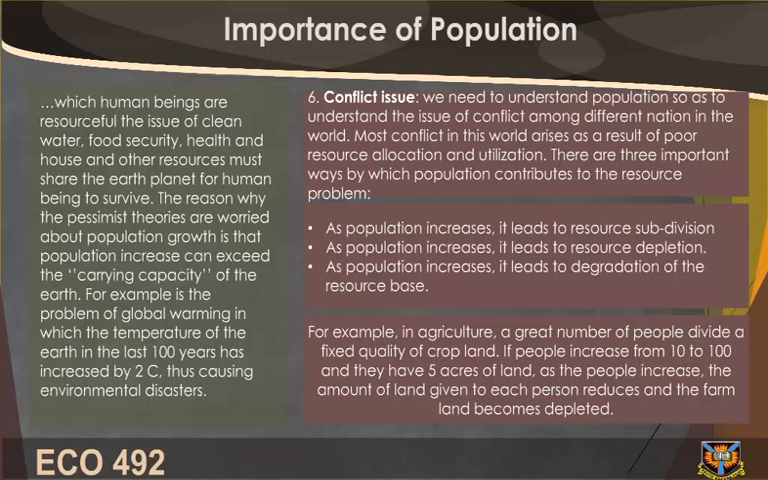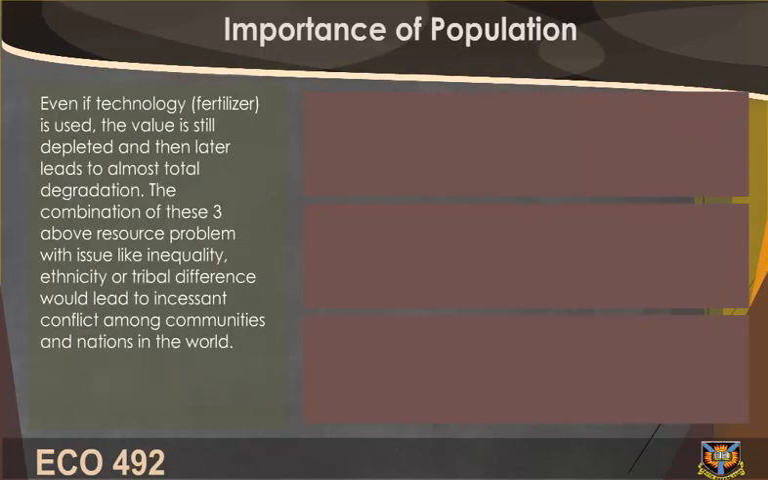For example, in agriculture, a great number of people divide a fixed quantity of cropland. If people increase from 10 to 100 and they have 5 acres of land, as the people increase, the amount of land given to each person reduces and the farmland becomes depleted. Even if technology and fertilizer are used, the value is still depleted and later leads to almost total degradation. The combination of these 3 resource problems with issues like inequality, ethnicity, and tribal differences would lead to incessant conflict among communities and nations in the world.